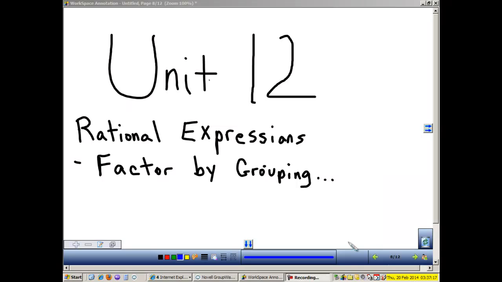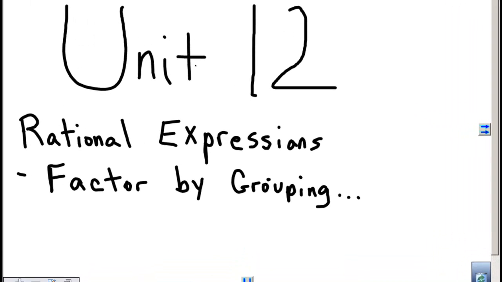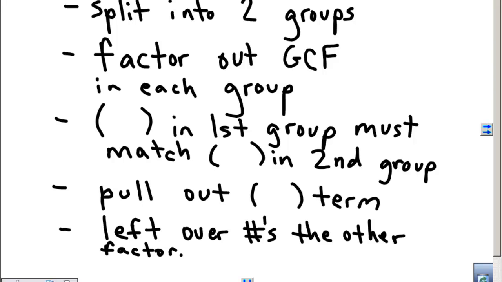We continue Unit 12, Rational Expressions, Factor by Grouping. To factor by grouping, we split the expression into two groups. Factor out the GCF in both groups. The parentheses in the first group must match the parentheses in the second group. Pull out the parentheses term, and what's left over are the numbers in the other factor.